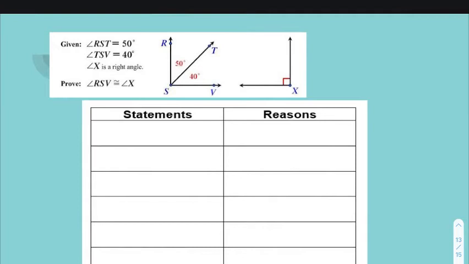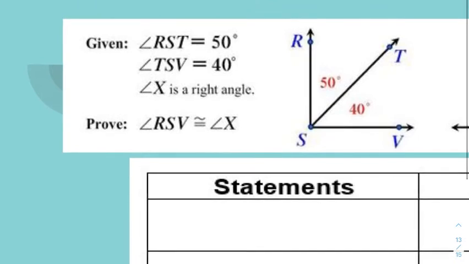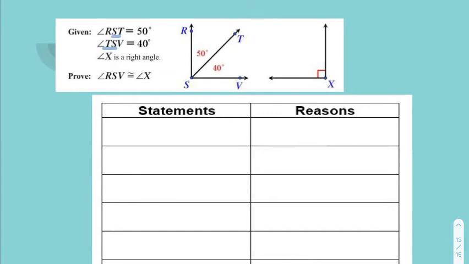All right, so now let's take a few properties and start blending it in with some geometry. So here we are. We are given that the angle RST is equal to 50. We are also given that the angle TSV is equal to 40. By the image, we can see that ST is also our adjacent side. And even if we had not been given the image, you can see that we have ST in both of our statements. So therefore, we could assume that we have a common side between those two.